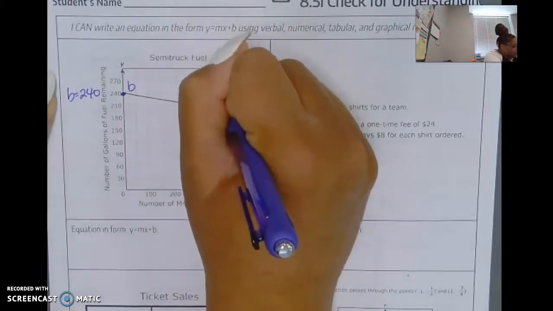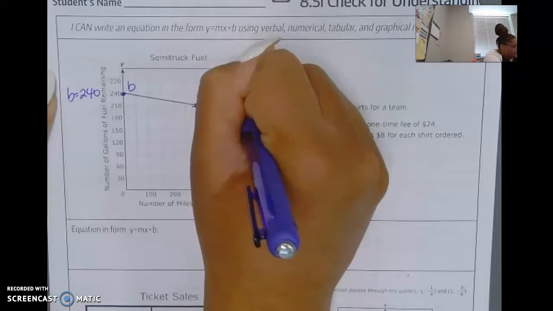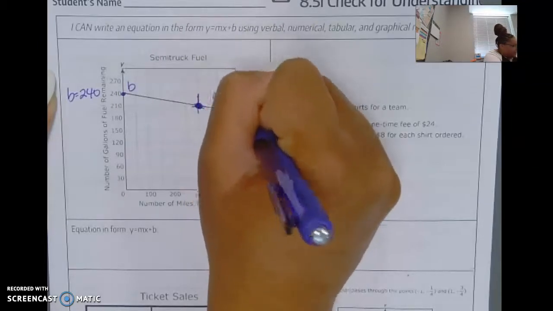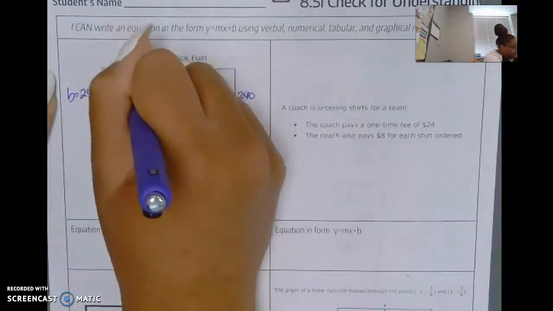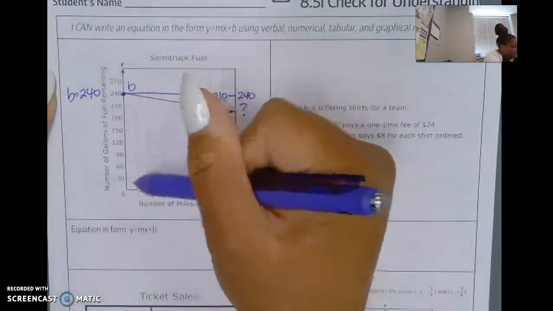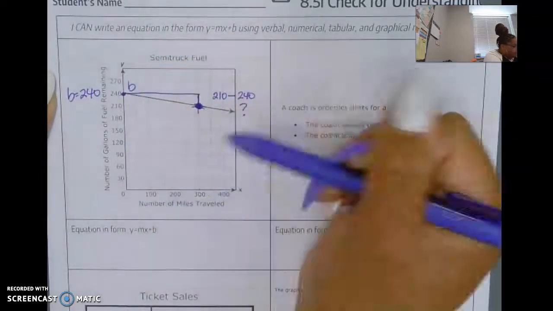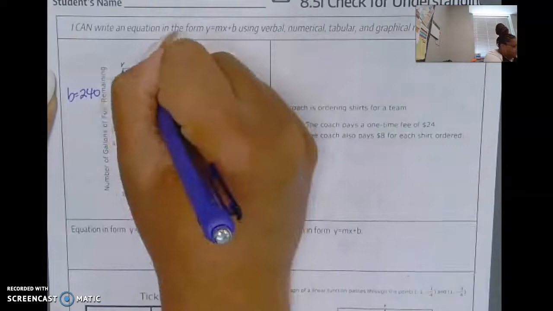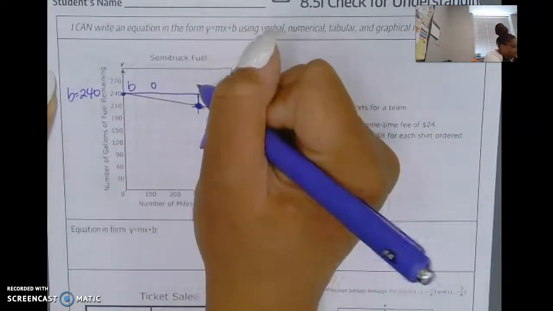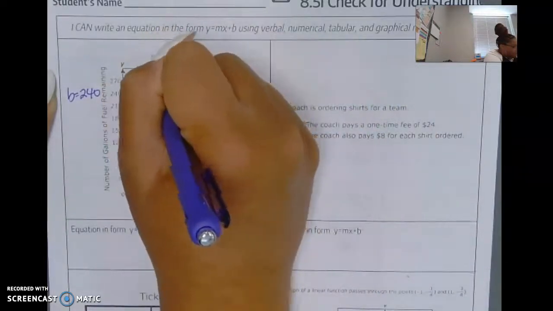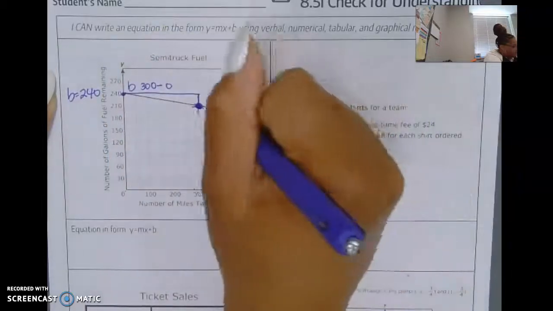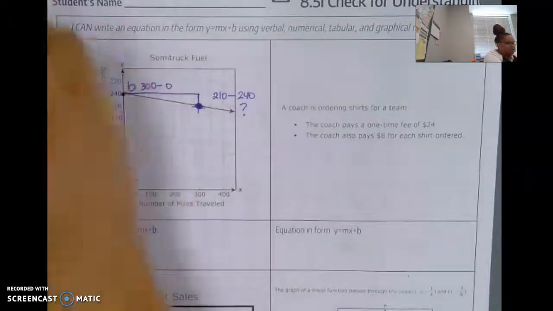And I'm going to draw my rise, which is from 210 to 240. How much was that? And then my run is 0 to 300. Oh, 300 to 0. Is it going up? Oh, 0 to 300. Whoopsies.